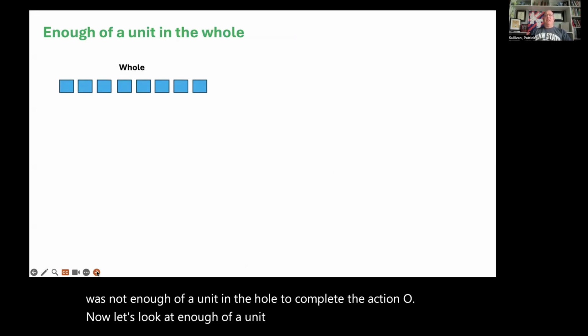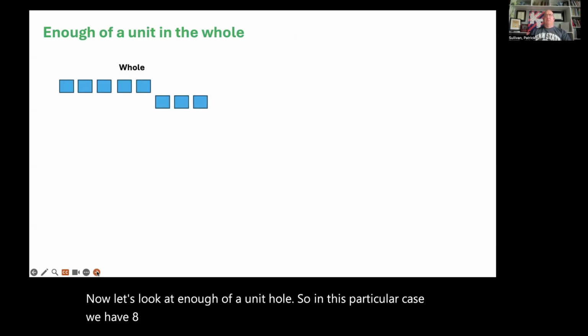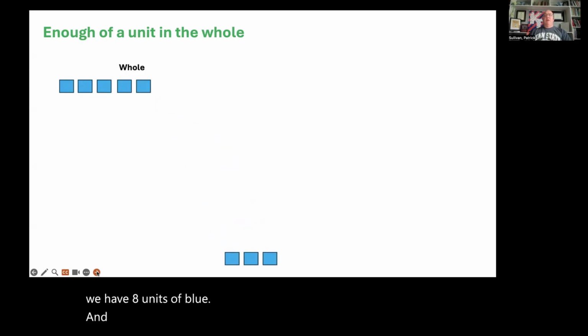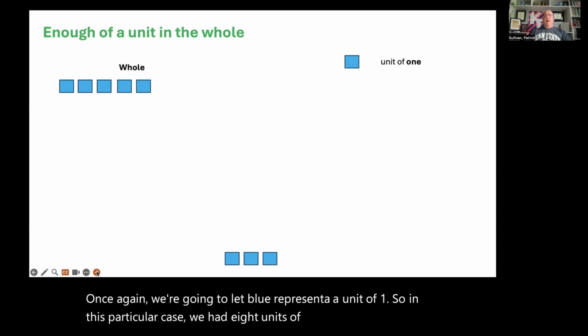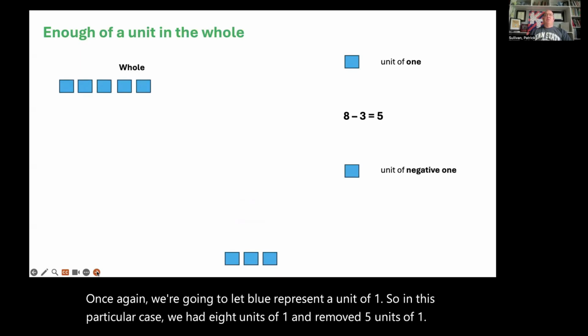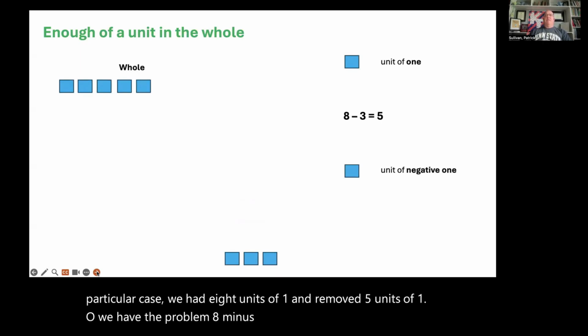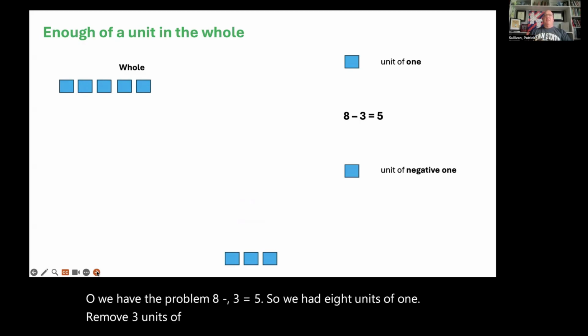In this particular case, we have 8 units of blue, and we're going to remove 3 units of blue. Once again, we're going to let blue represent a unit of 1. So we had 8 units of 1 and we removed 3 units of 1. So we have the problem 8 minus 3 equals 5. Now we're left with 5 units of 1.